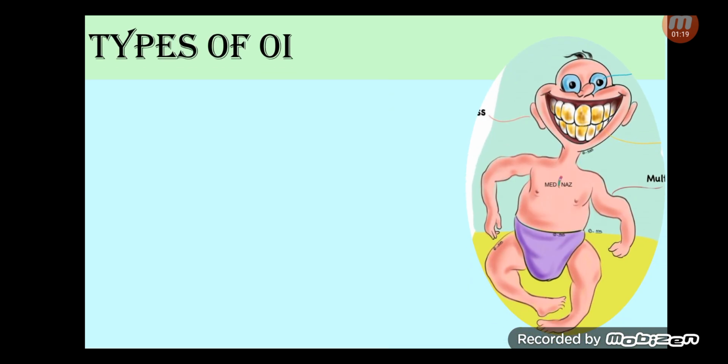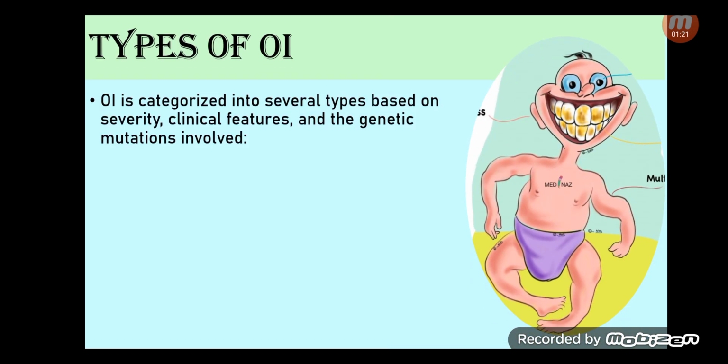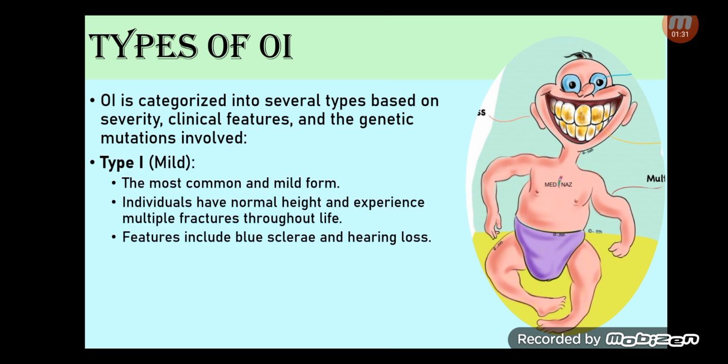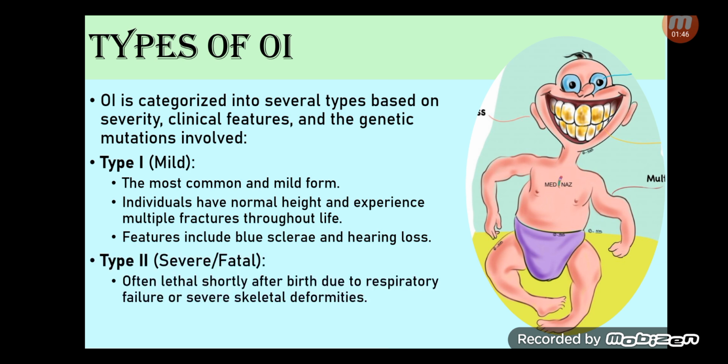Now we will talk about types of osteogenesis imperfecta. Osteogenesis imperfecta is categorized into several types based on severity, clinical features, and genetic mutations. The first type is type 1, that is mild. It is the most common form. The individuals have normal height and experience multiple fractures throughout life. Other features include blue sclera and hearing loss.